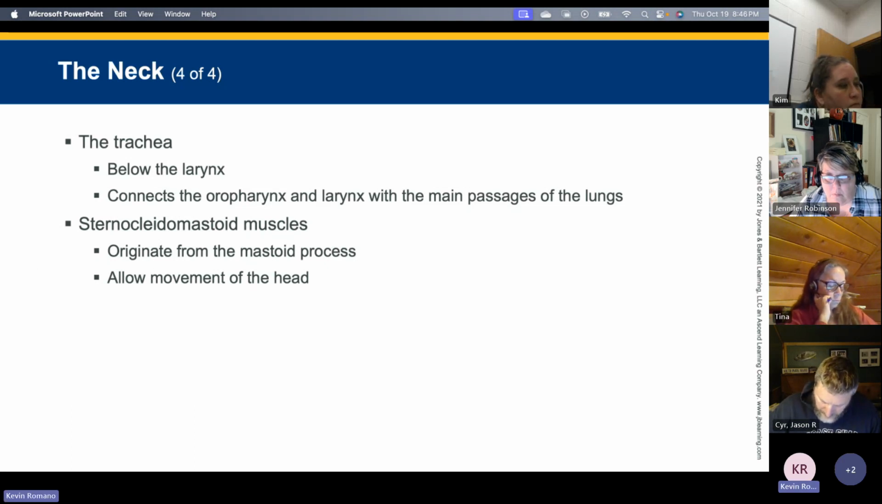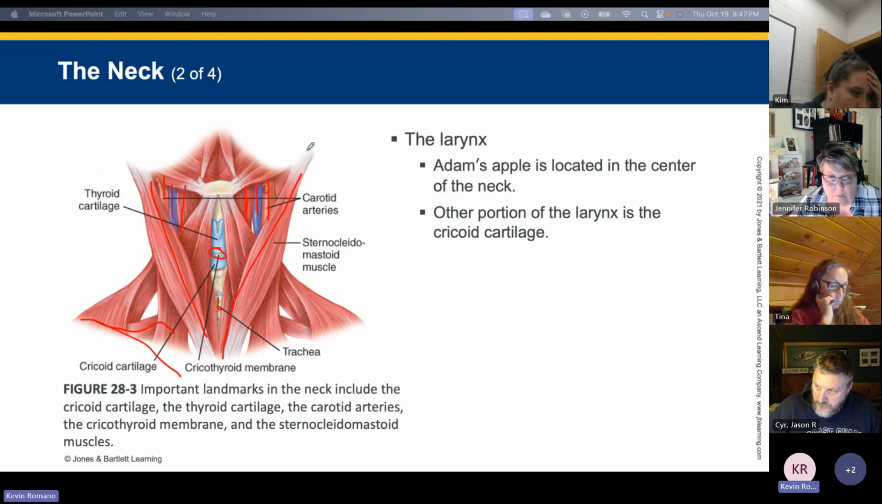Going back to the other slide here, those are those big muscles that start from the mastoid. Sternocleidomastoid: sternal, and mastoid being up top, the muscle that runs through.